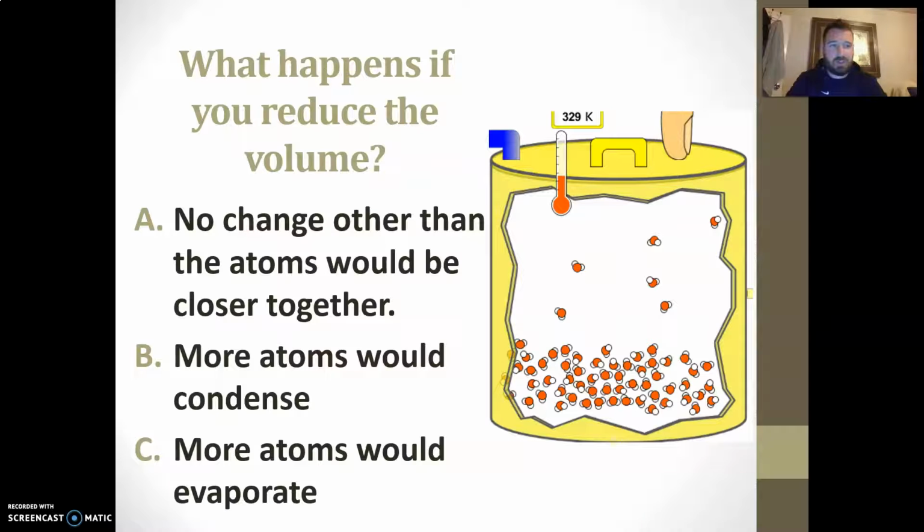All right, so just some questions here. This is not in your notes. So what happens if you reduce the volume of this container? Would there be no change other than the atoms would be closer together? Will more atoms condense? And we'll talk about what condensing is in a second. Or will more atoms evaporate? All right, so take your best guess here. It doesn't have to be correct.